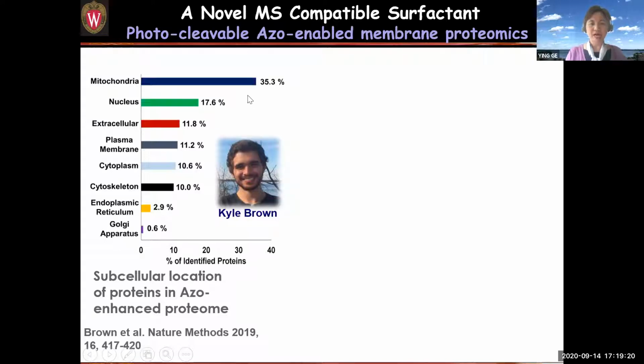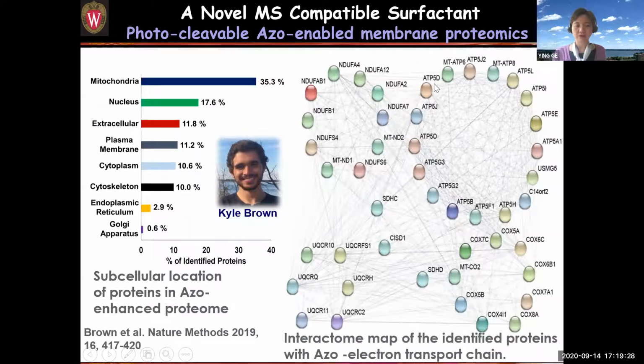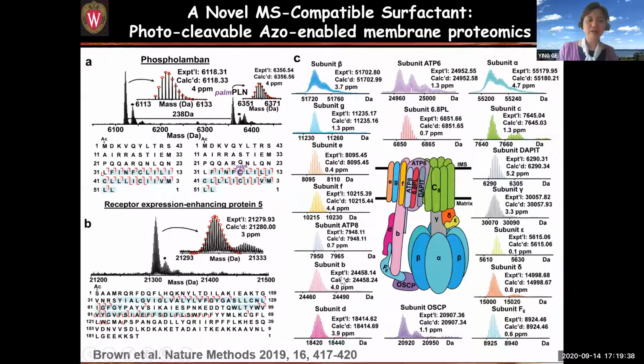He found that after depletion of the soluble proteins and assisted by Azo, he can recover many of the mitochondrial proteins, and this is from heart tissue. So he identified those proteins in the electron transport chain. And very interestingly, we finally get the top down of this phospholamban, which is a very critical cardiac protein.